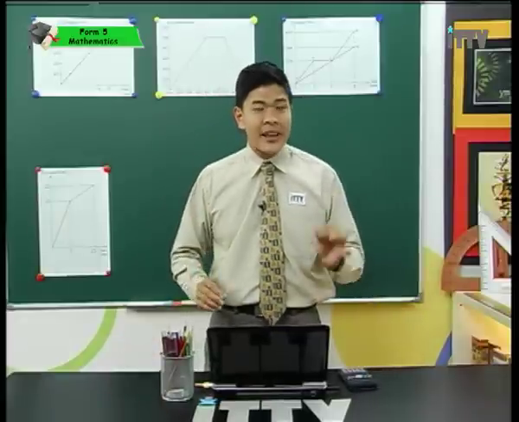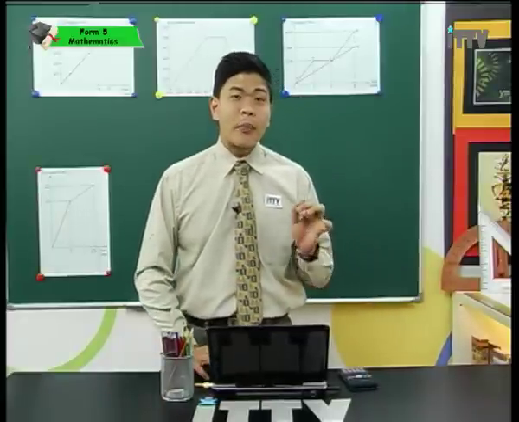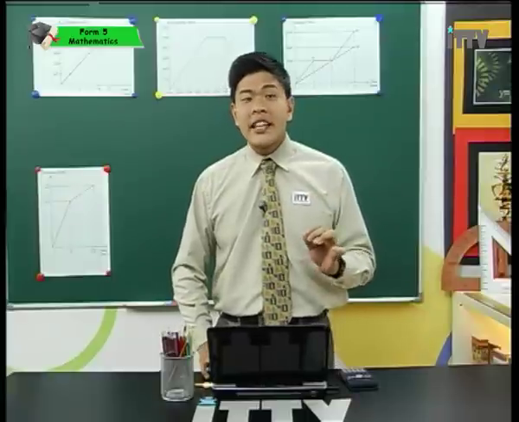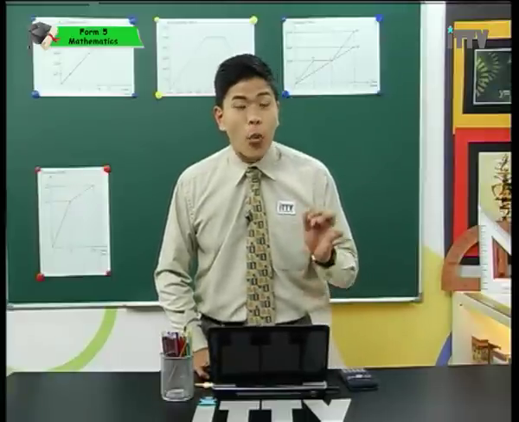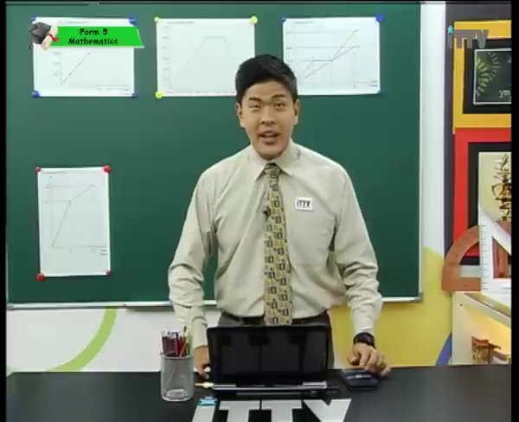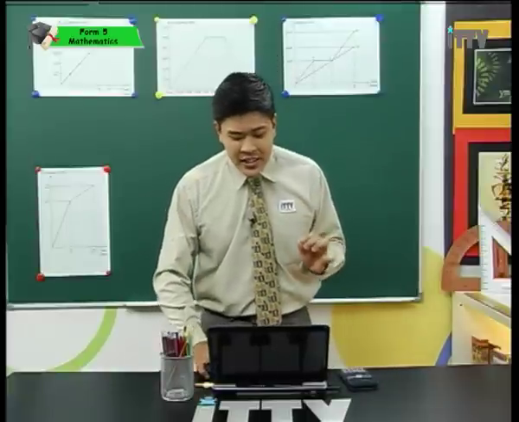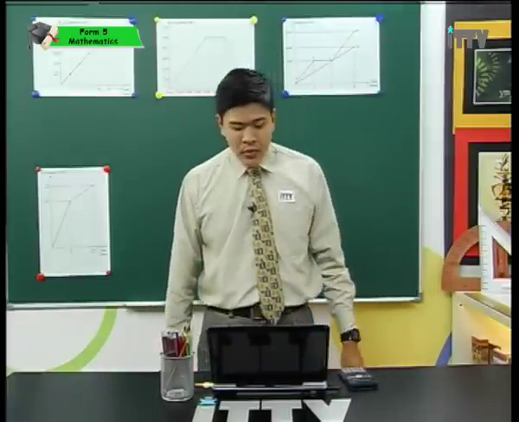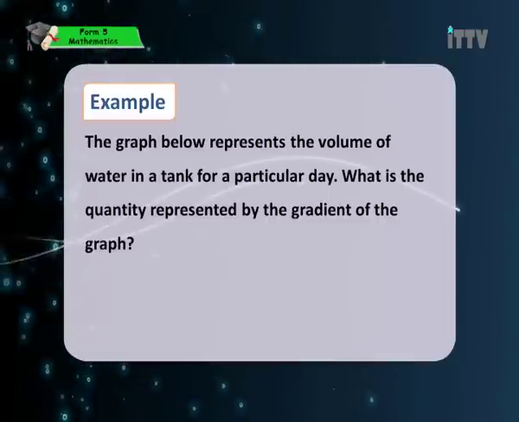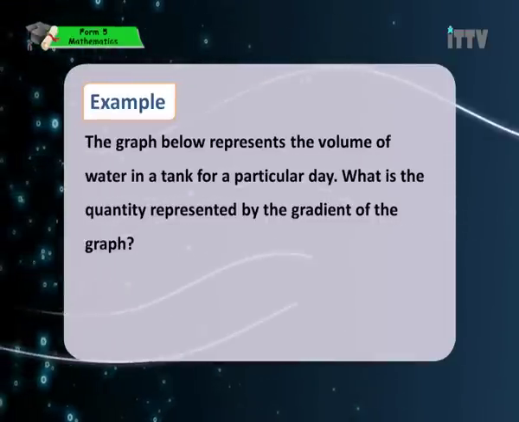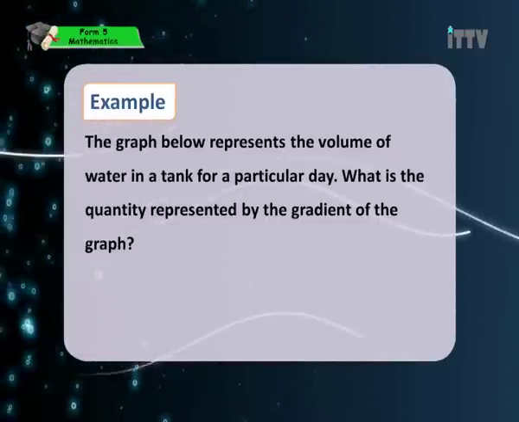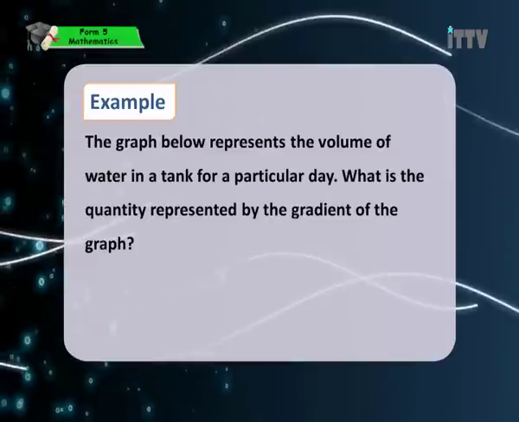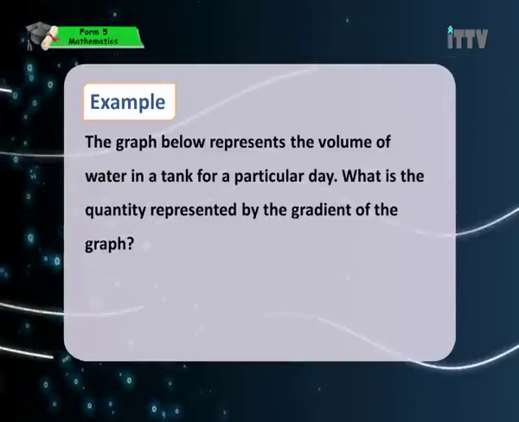So just remember the gradient now. When we apply it to certain cases, it means the rate of change of y with respect to x. All right, now let's take a look at this example. The graph below represents the volume of water in a tank for a particular day. What is the quantity represented by the gradient of the graph?